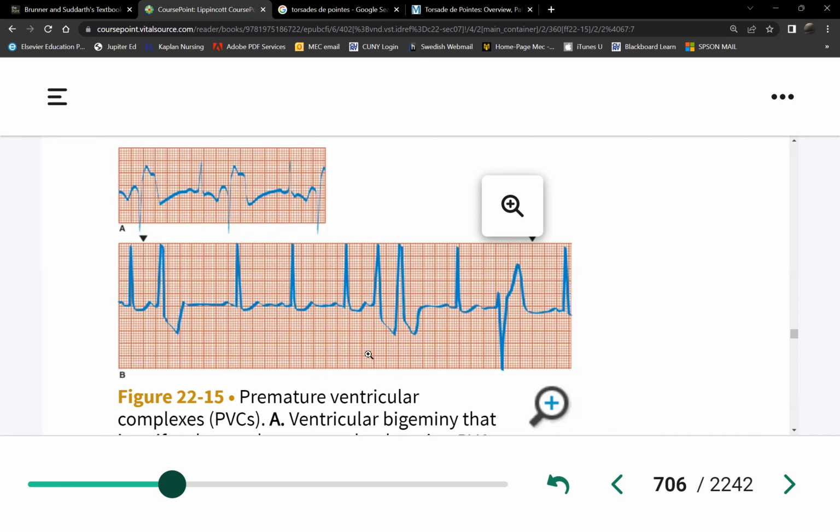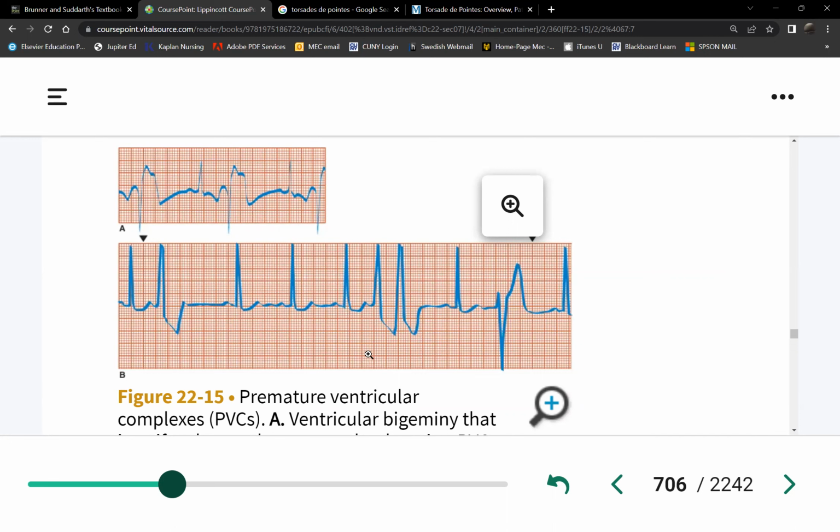This one would be monomorphic also, because it's the same. This one is unifocal, because it's the same source causing the PVC, throwing that irregular premature beat. Since they're the same, it's called unifocal. And this one, because there's two in a row, you'll call a unifocal couplet, because it's a couple.